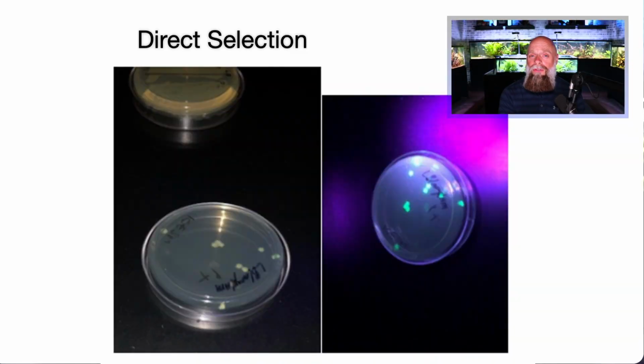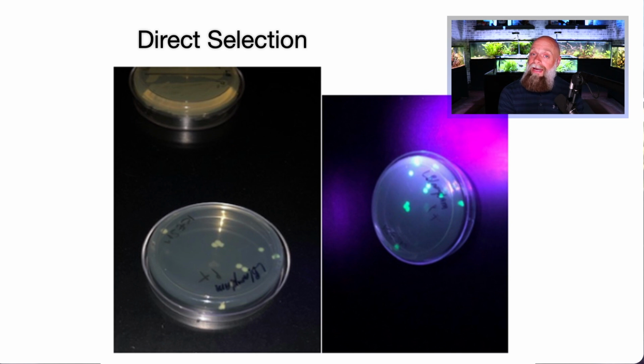So if we introduce new genetic material or we cause a mutation, how would we know that we've actually done it? Well, we have to select for the microbes or the organisms that are mutated. And there are two main ways. One is called direct selection. I'm going to use an example that we have done many times in our lab. It's called the pGLO experiment. And in the pGLO experiment, what we're trying to do is introduce a plasmid.